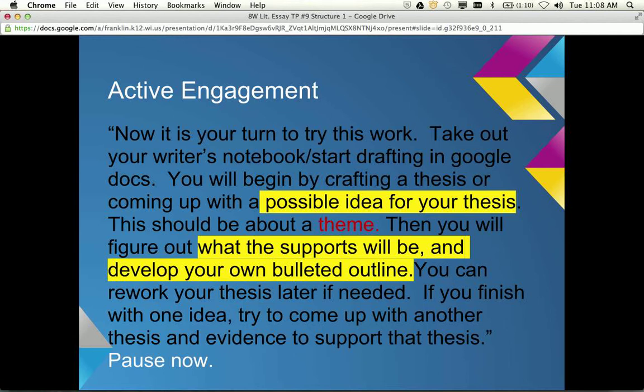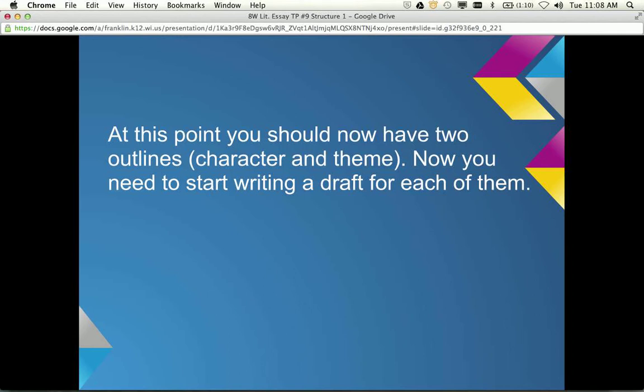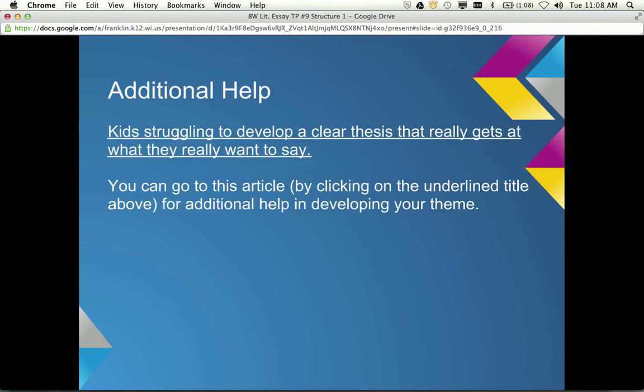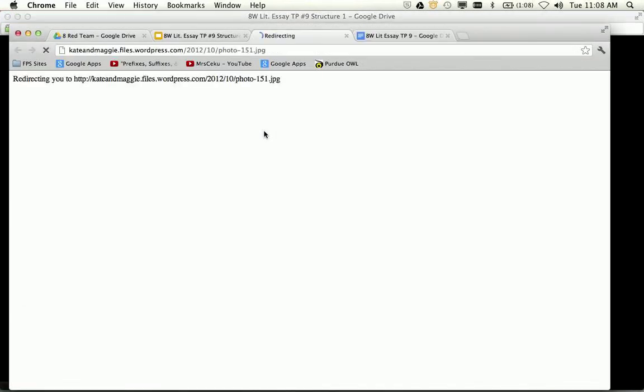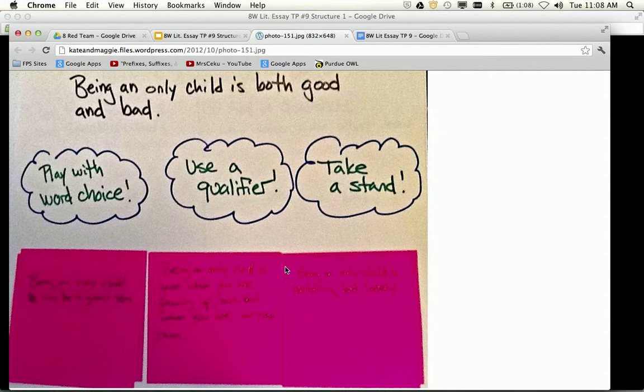Okay, now that you have 2 outlines, you need to start writing a draft for each of them. So that is your work for the rest of this class and for tonight. You need to come in with a quick draft for both character and theme. If you're still struggling on thesis, this right here is a good place to look for possibly how you want to write a thesis.